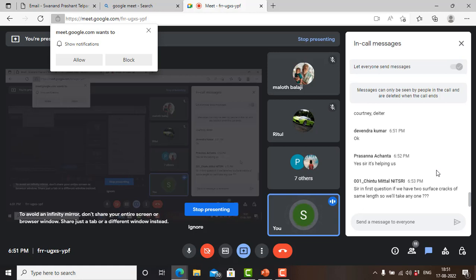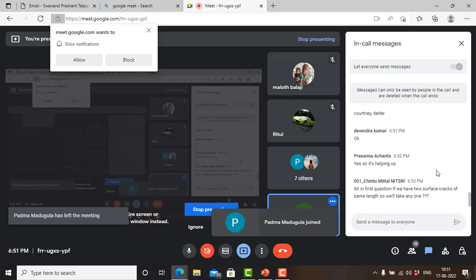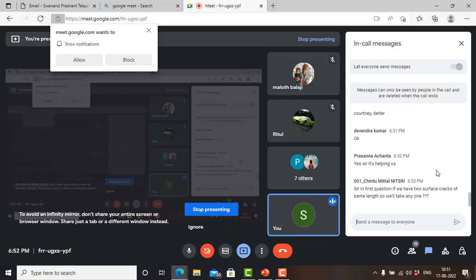Sir, in the first question, if we have two surface cracks of the same length, we will take any one? Yes, you will take any one of them. Let's say another case where two surface cracks are of dimension 5 micron and 8 micron. You will have to take the larger crack. So you will use the 8 micron crack in the equation, not the 5 micron crack.